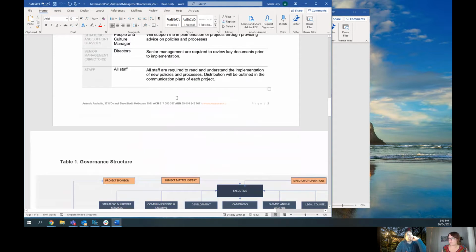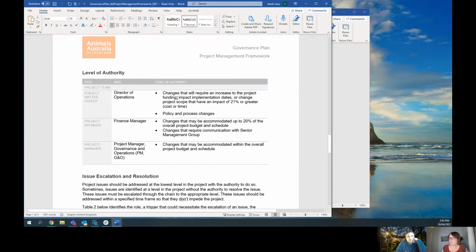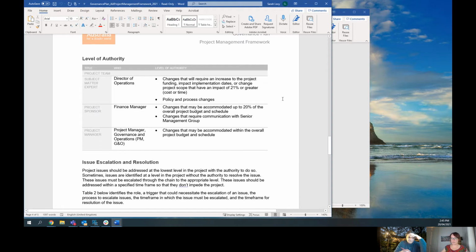So we'll just scroll down to governance structure, level of authority. So this is important in terms of keeping an eye on scope and any changes that will happen. As we both know at Animals Australia, it can be easy for things to move out and other things to come up. So we want to make sure that whenever there's other priorities that come up, we understand that level of authority and understanding changes. So anything that fits in with the agreed project budget and schedule is something that I can manage week by week and discuss with you in our meetings.